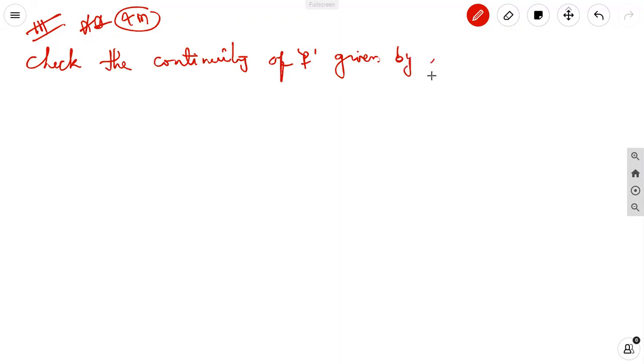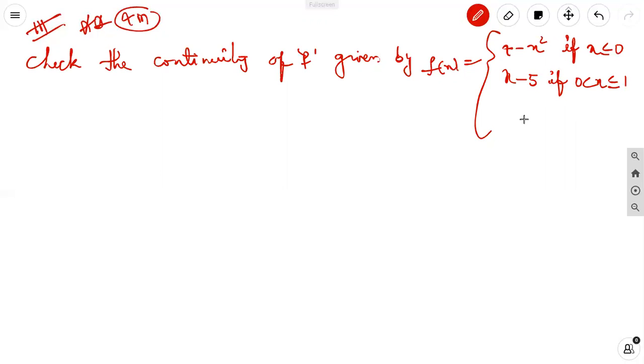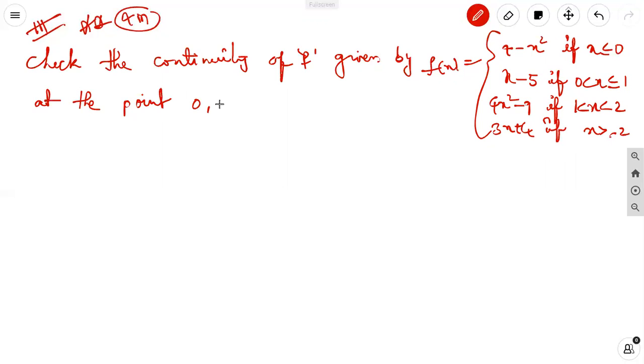given by f of x equal to 4 minus x square if x is less than or equal to 0, x minus 5 if 0 is less than x is less than or equal to 1, 4x square minus 9 if 1 is less than x is less than 2, 3x plus 4 if x is greater than or equal to 2, at the points 0, 1 and 2.